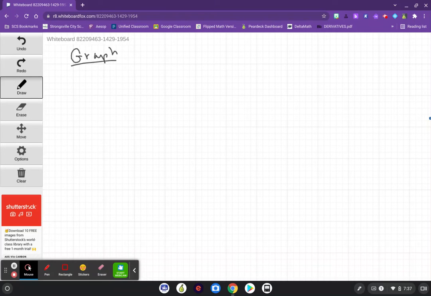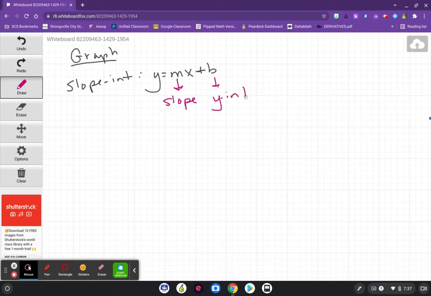When we go to graph lines, there are two forms that we're looking at. The first form is slope-intercept form. That's the form y equals mx plus b. Remember that when we are in this form, m is the slope and b is the y-intercept.